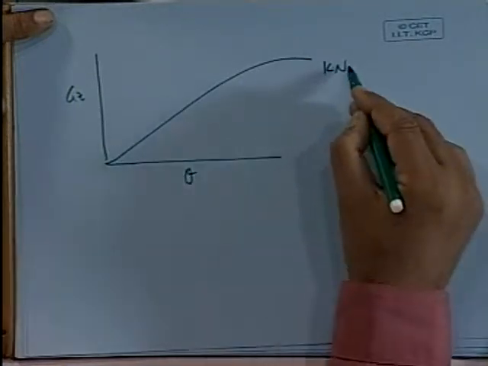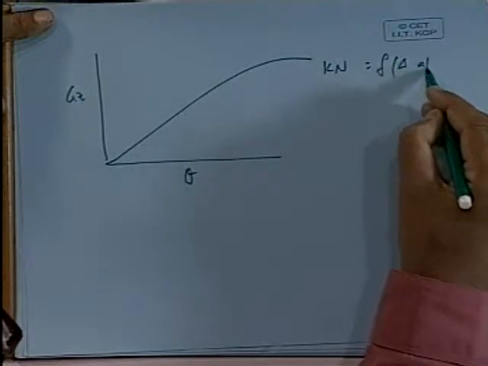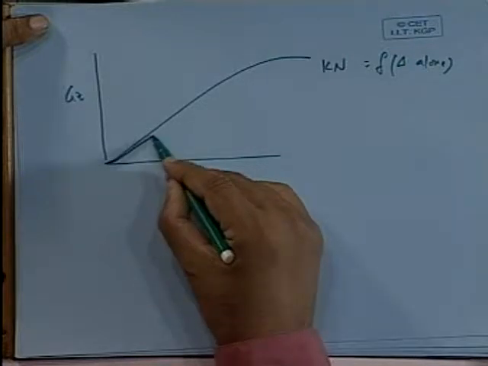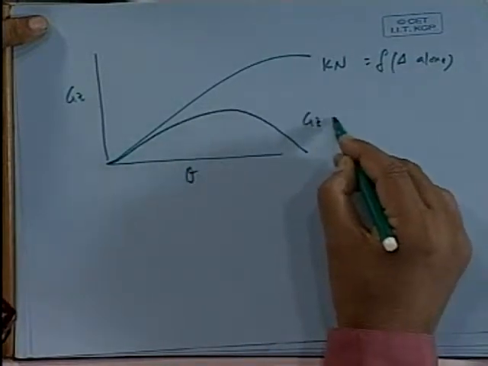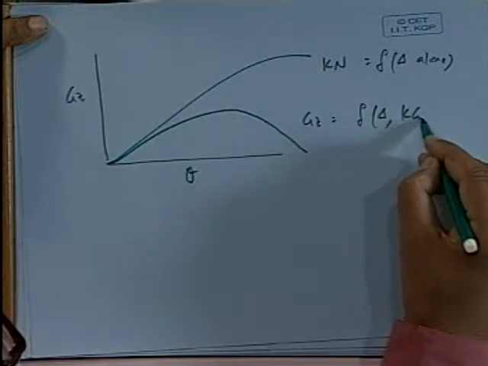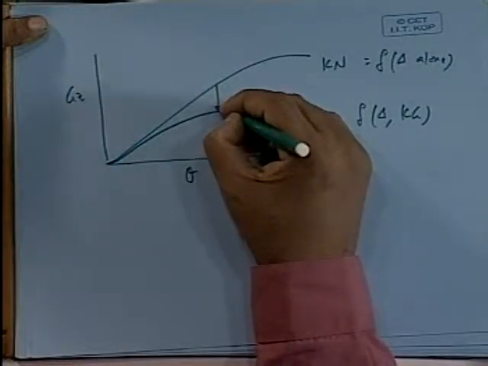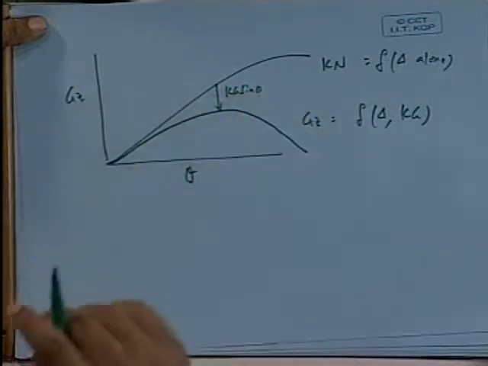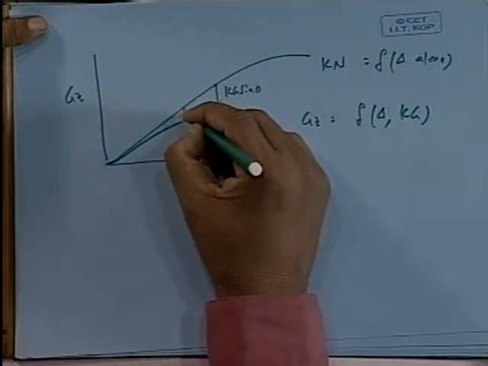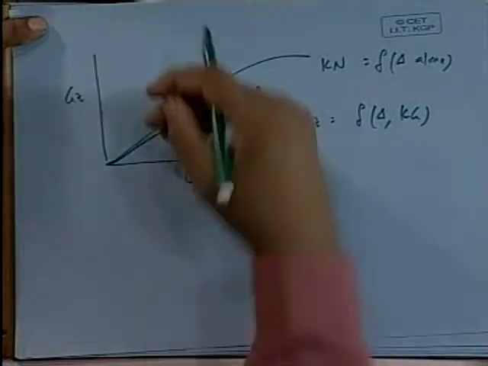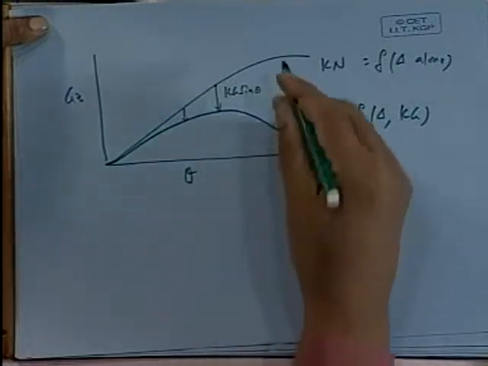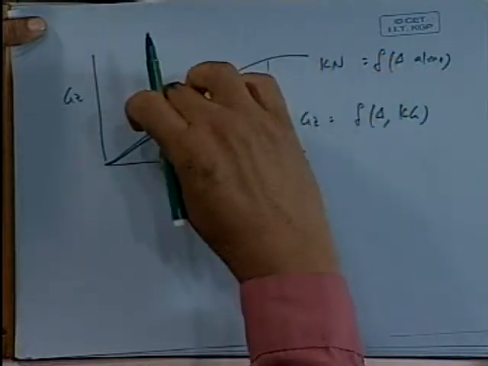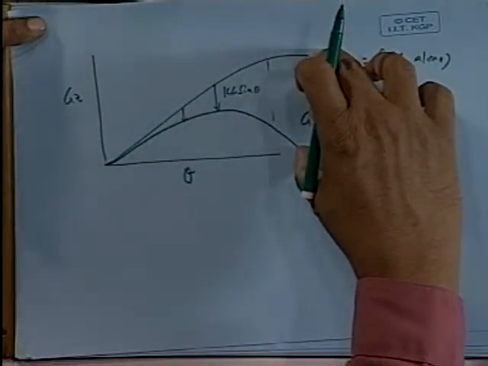Remember that the KN curve is a function of displacement alone, not of KG. The GZ curve is a function of displacement and KG. How are we doing that? From there we take down KG sin theta. At every point you take KG sin theta and measure it down. You just lower it down by KG sin theta. Obviously, since sin theta increases up to 90 degrees, this lowering increases on this side. So you will end up getting this.